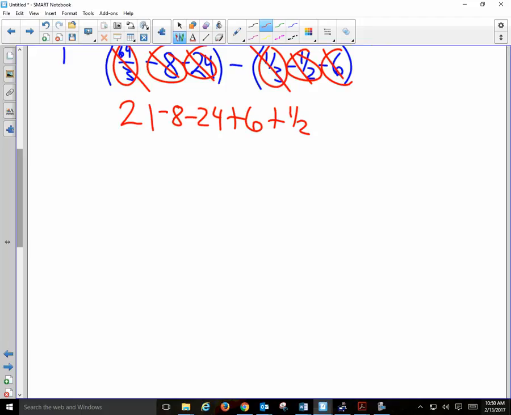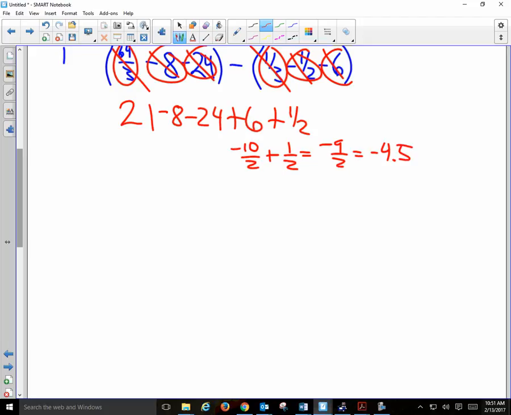21 minus 8 is 13. Minus 24 is negative 11. Plus 6, negative 5, or negative 10 halves, plus 1/2 is negative 9 halves, or negative 4.5.